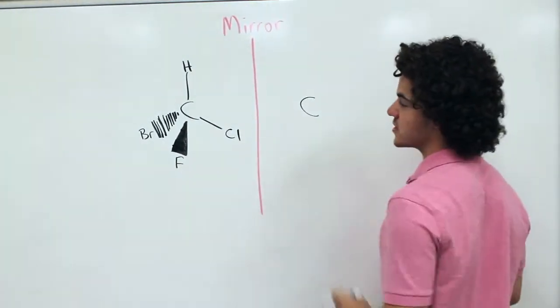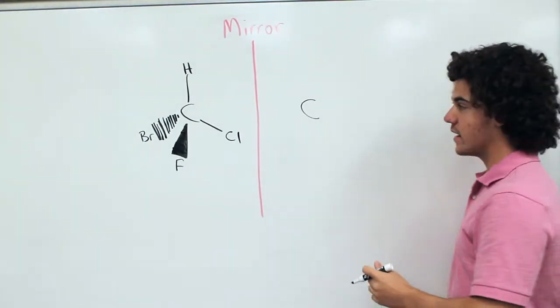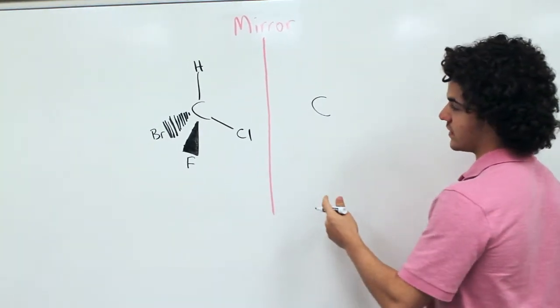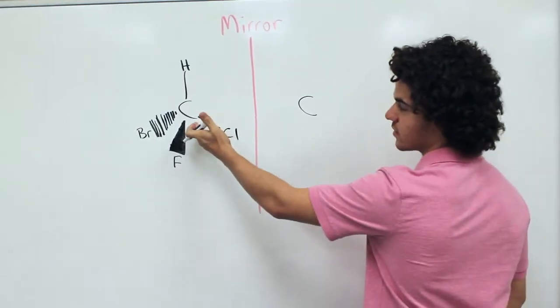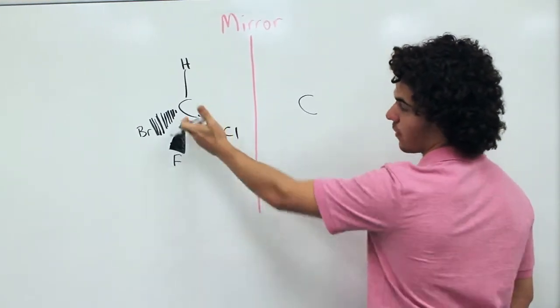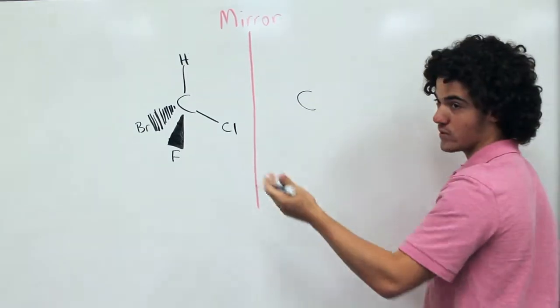Now, we're going to take our first substituent, in this case, chlorine, and we're going to draw it with the opposite orientation on this side. Since here the chlorine atom is going to the bottom right, in the mirror image, it will be going to the bottom left.